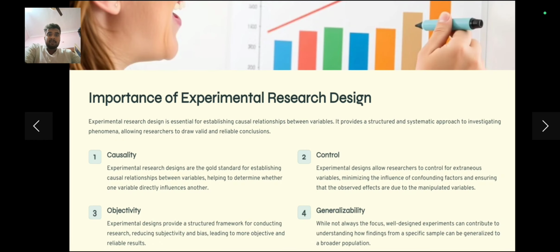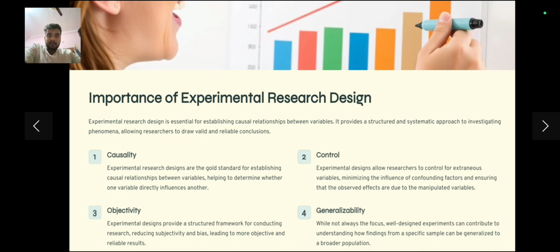Importance of experimental research design. Experimental research design is essential for establishing a causal relationship between variables. It provides a structured and systematic approach to investigating phenomena, allowing researchers to draw valid and reliable conclusions.